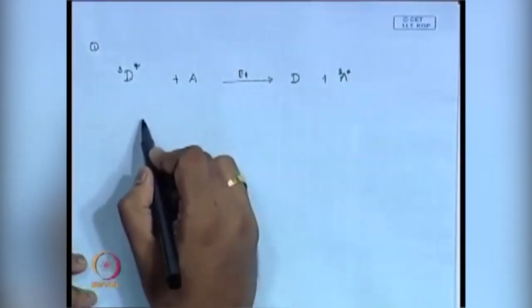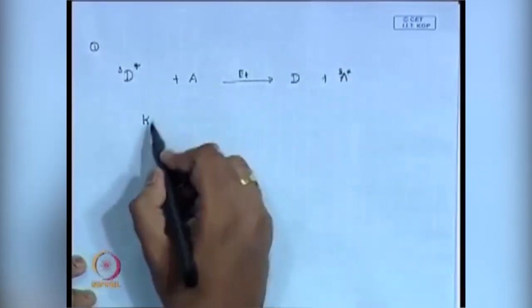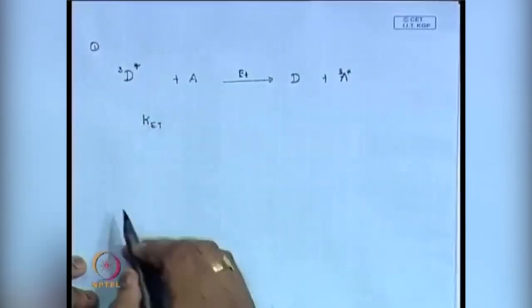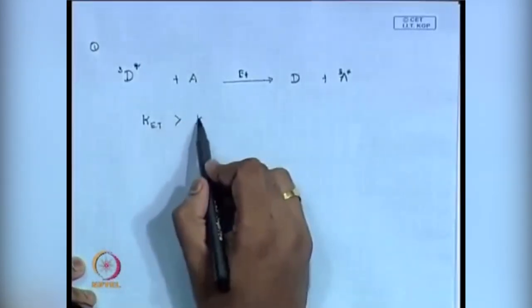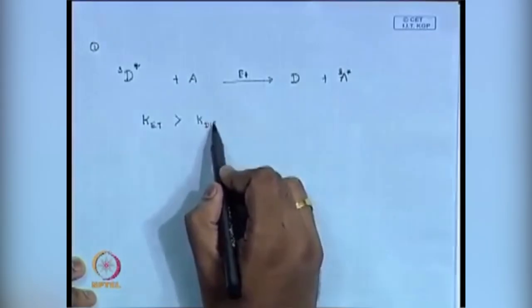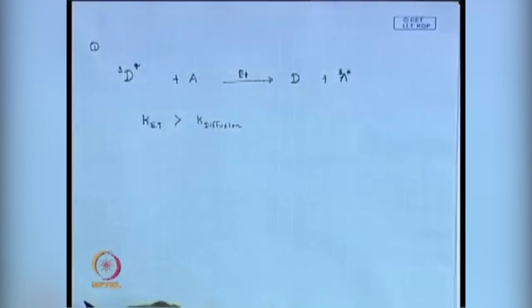So, the first foremost thing we can say is that if the rate constant is K, then K_ET should always be greater than K_diffusion. This should be your first criteria. Otherwise, they will just diffuse away from each other, they will not collide, and there will be no energy transfer reaction.